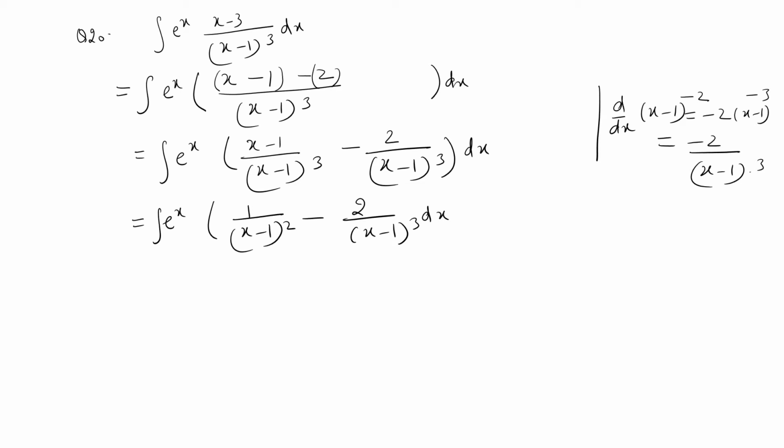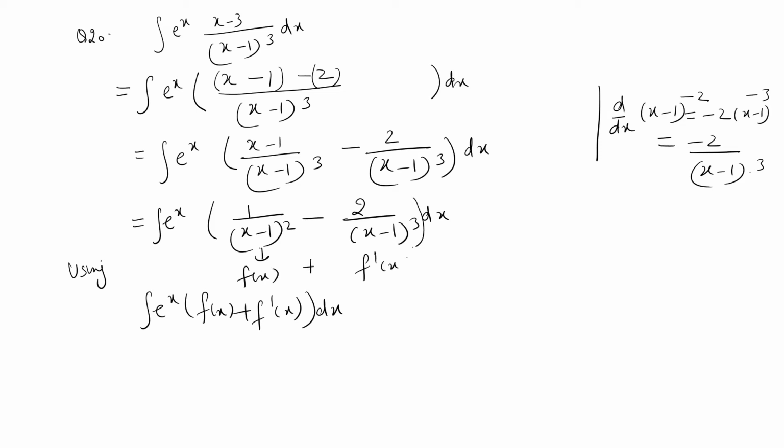So that means my question is expressed in the form of e raised to power x [f(x) plus f dash x]. It is your f(x) and this is your f dash x, right? So I can express it like this. Now it is specifically in the form of f(x) plus f dash x, because the derivative is minus 2 upon (x minus 1) whole cube. So the answer will be e raised to power x f(x) plus c.